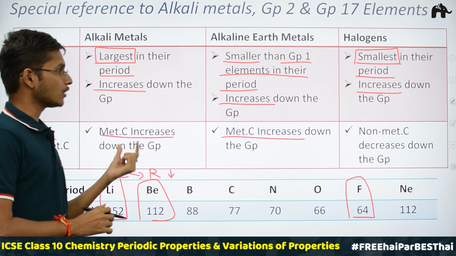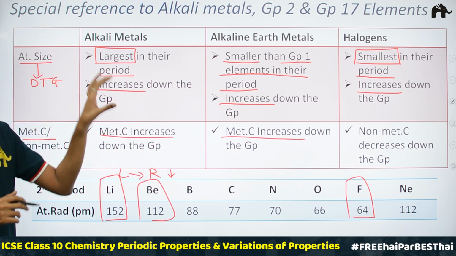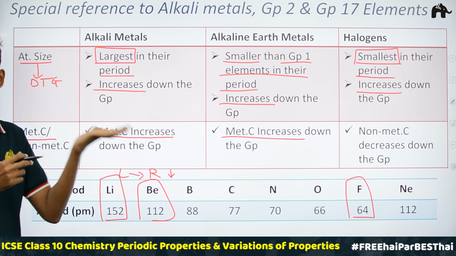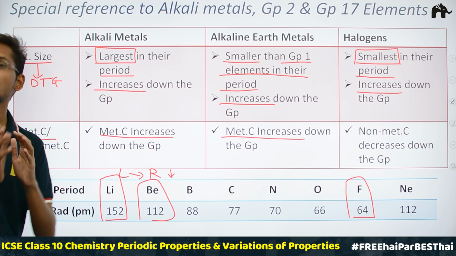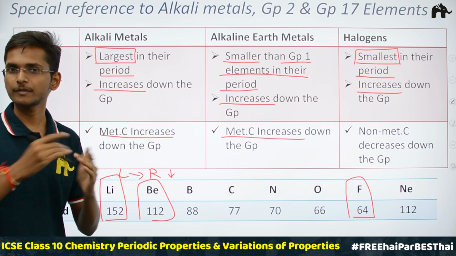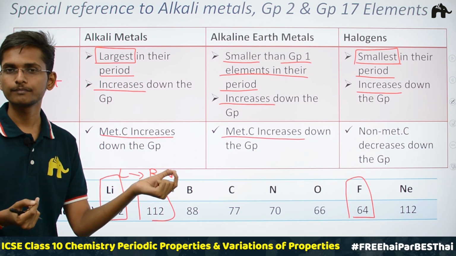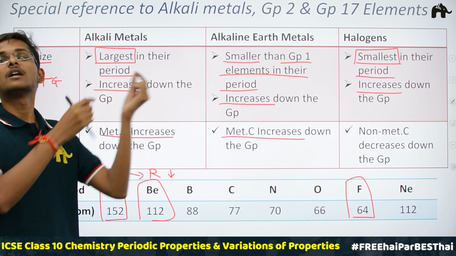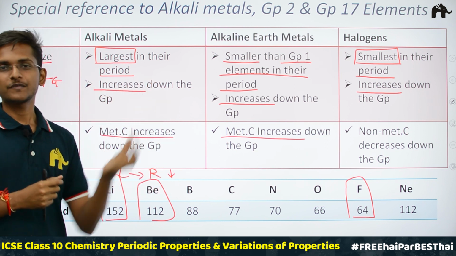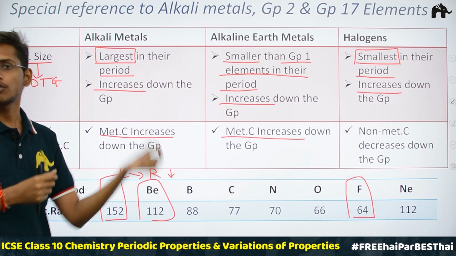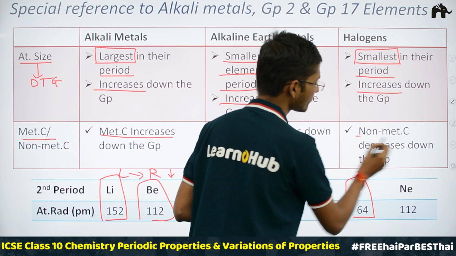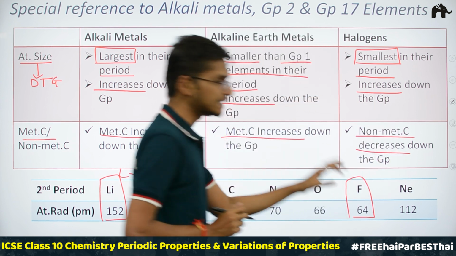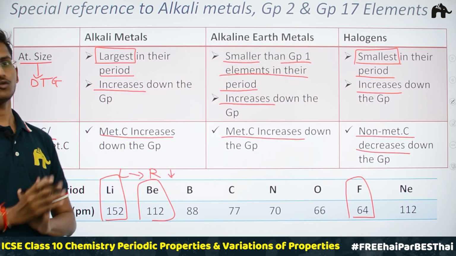Now, what happens to the non-metallic character of halogens? Just remember the trend of non-metallic character when we move down the group. What happens to the non-metallic character when we move down the group? The non-metallic character decreases, right? From fluorine, from top to bottom, it decreases, and halogens also follow the same. Their non-metallic character also decreases as we move down the group.